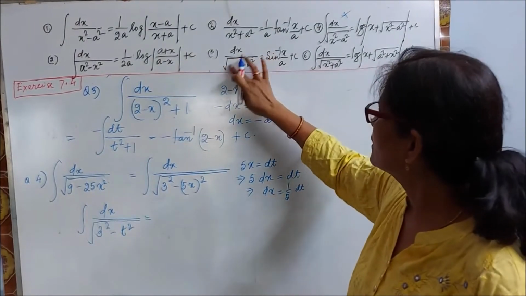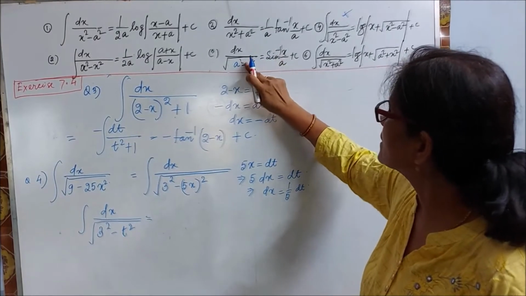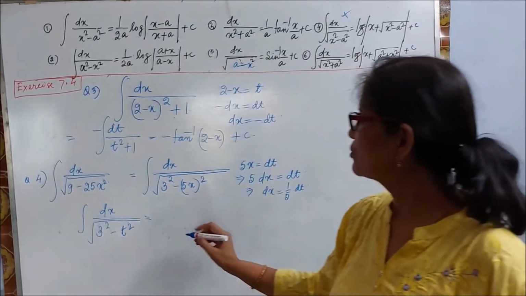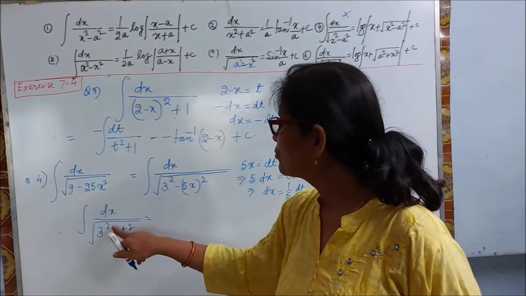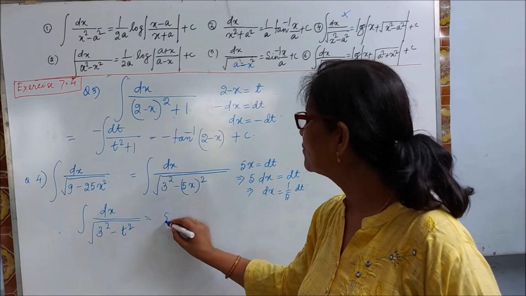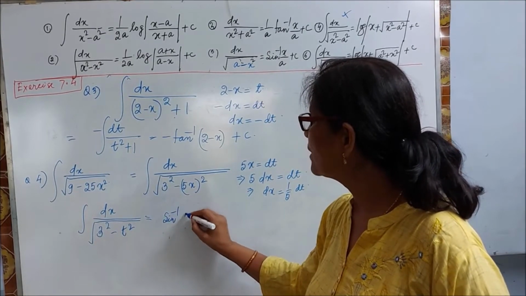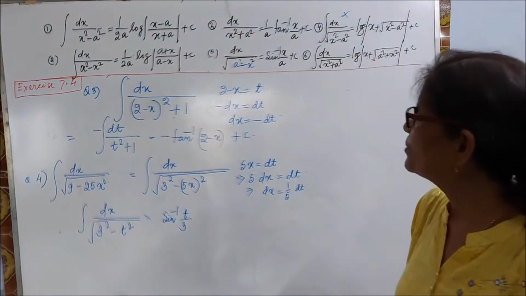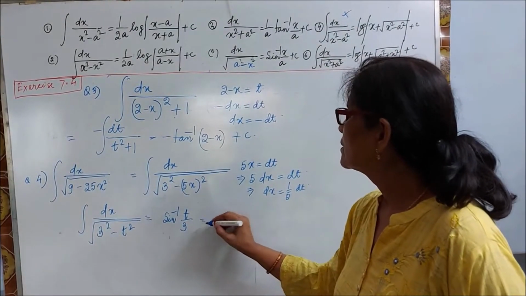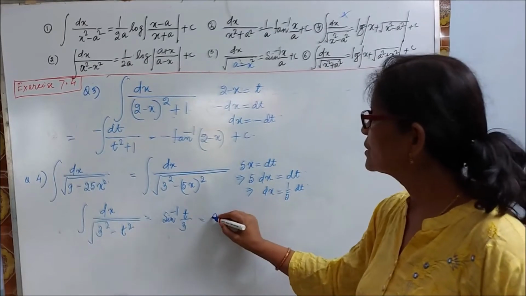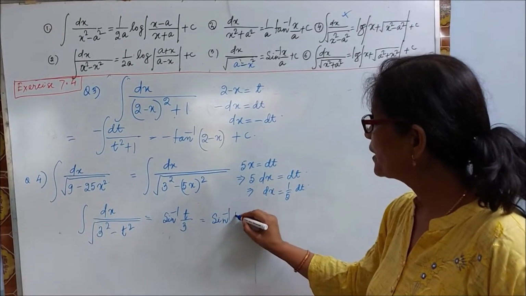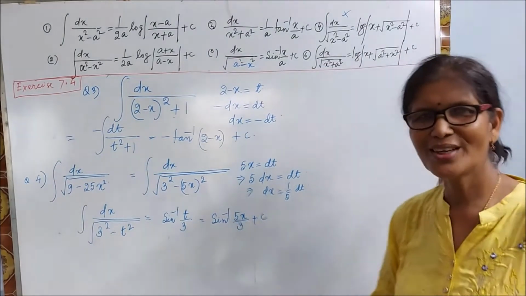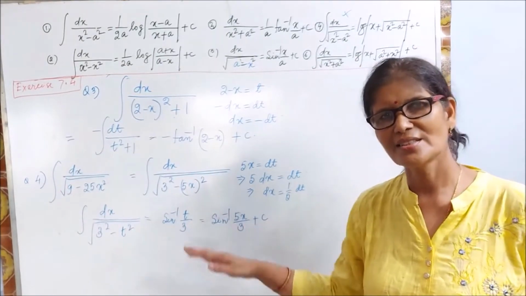Okay, I have written a formula mistake here. A square minus x square. So I will put here a square minus x square. So this will be 3 square minus t square. So it will be sine inverse t by 3. Now what is t? T will be 5x. So this is sine inverse 5x by 3 plus c. So you can copy down the answers.